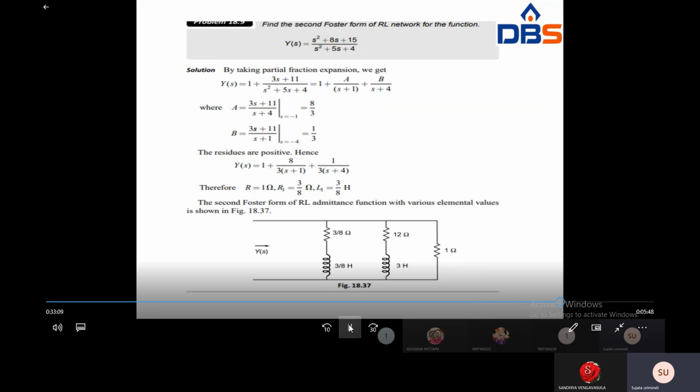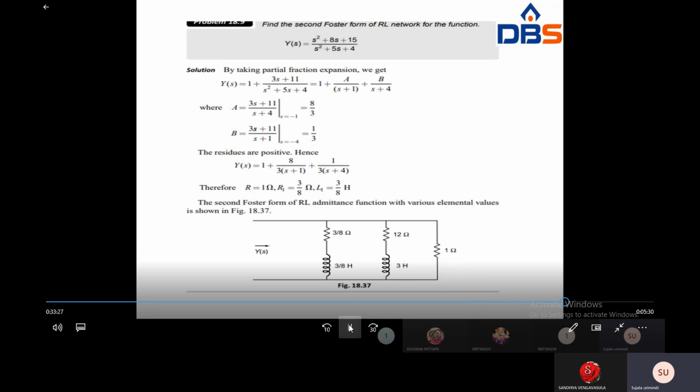Like that, resistance, inductance. If this value is given in the impedance form, we have to find it in the first Foster form. Then you get the values of 1 by S. This is taken as a capacitance.